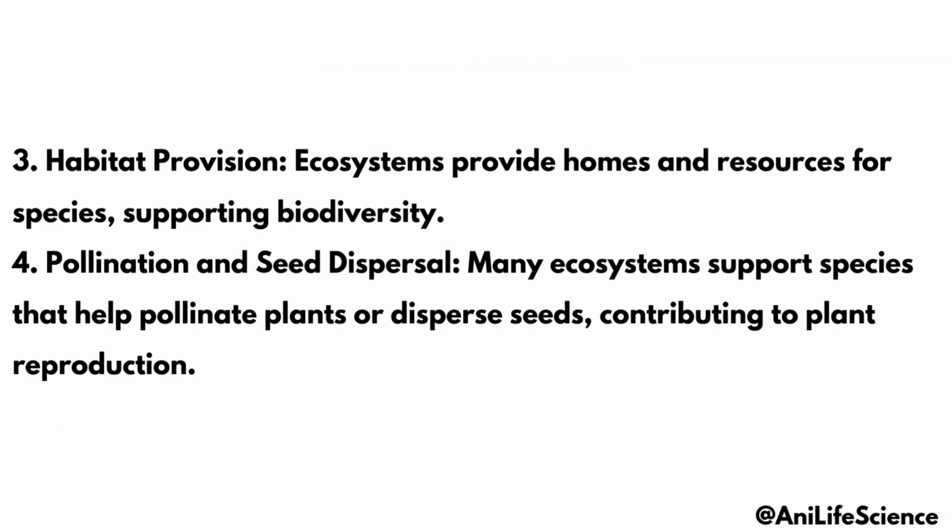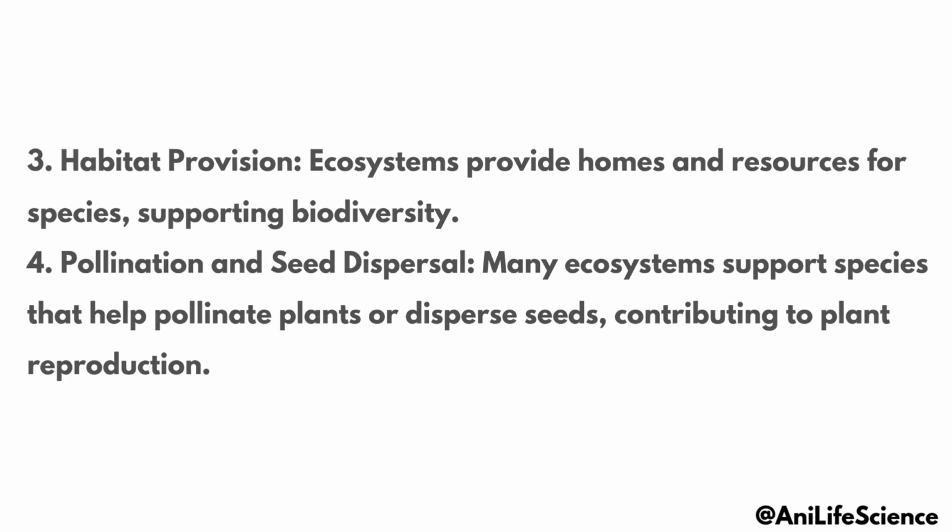Third one, habitat provision. Ecosystems provide homes and food for organisms. The last one is pollination and seed dispersal. Many species help pollinate plants or spread seeds, which is important for plant reproduction.